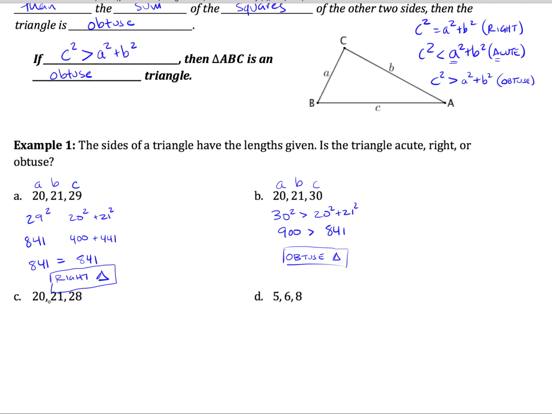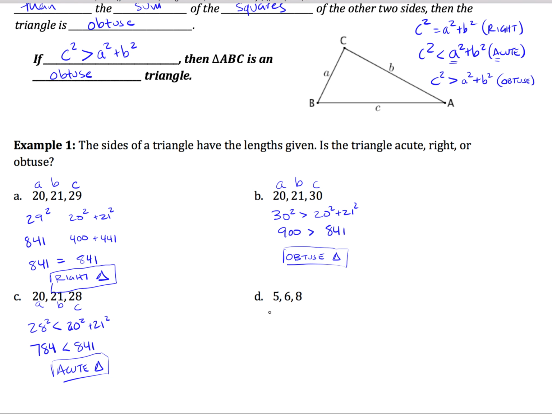And down here, we have 20 and 21 again as our A and our B, and now our C is going to be 28. So we're looking at 28 squared compared to A squared plus B squared, which will be 20 squared and 21 squared. So again, 20 squared and 21 squared is still going to be 841. And now 28 squared is going to be 784. So in this case, the A squared plus B squared is bigger. So this is an acute triangle. So you can see we've gotten one of each.